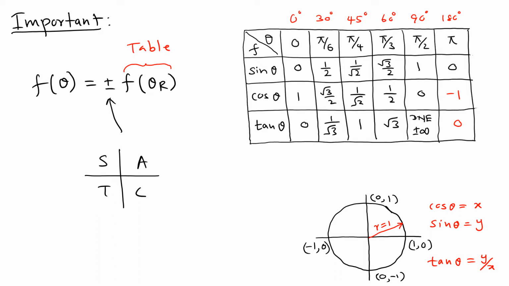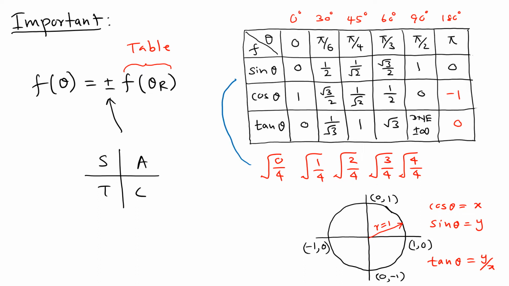Also, to get the sine values, what you normally do is write 0, 1, 2, 3 and 4, and then divide each number by 4 and take the square root. Once you do that, you can see that these are exactly the values in the sine table from 0 to 90 degrees.